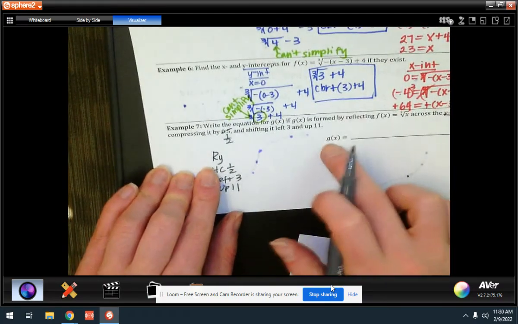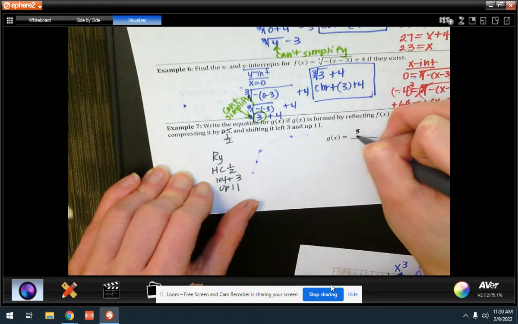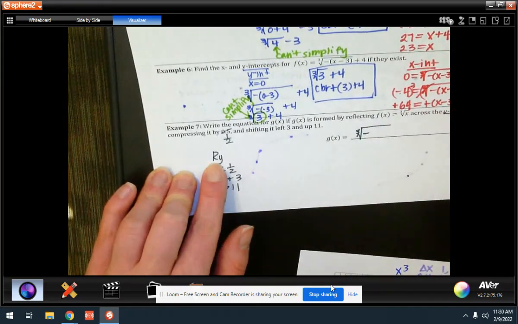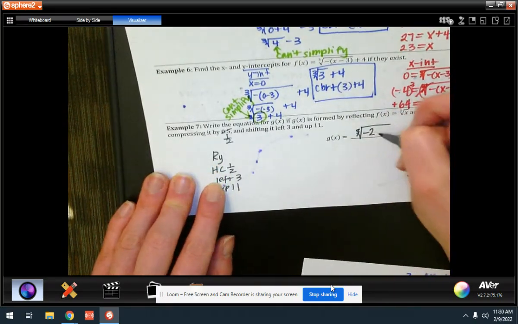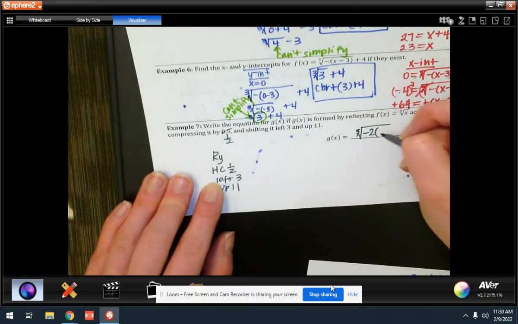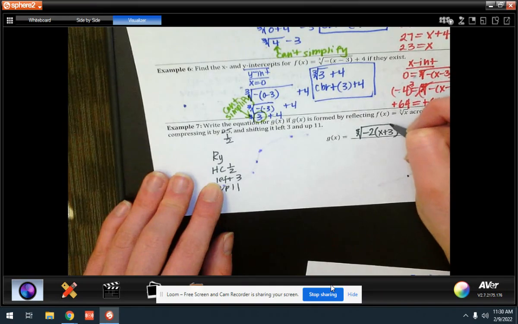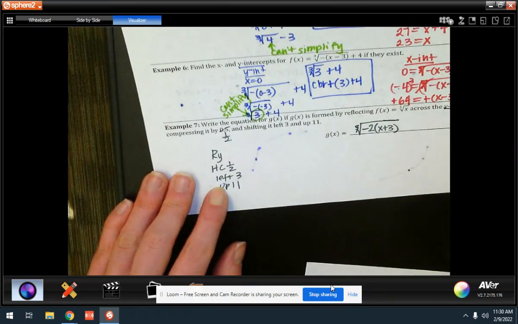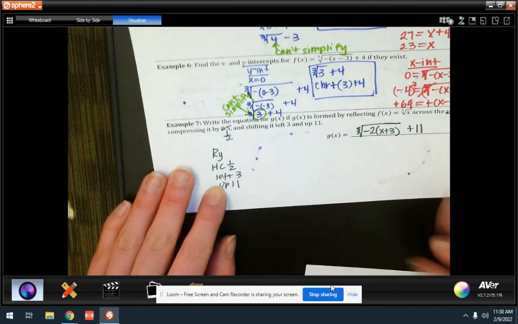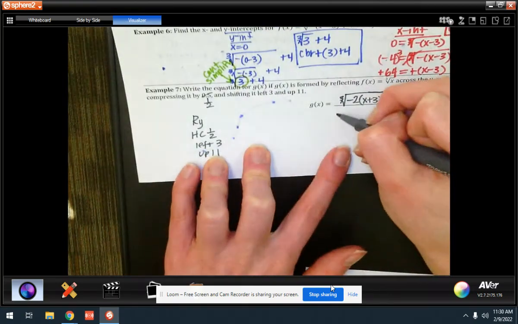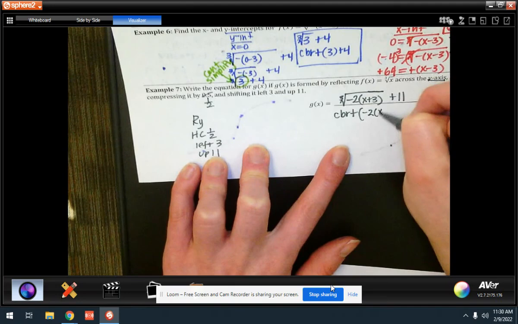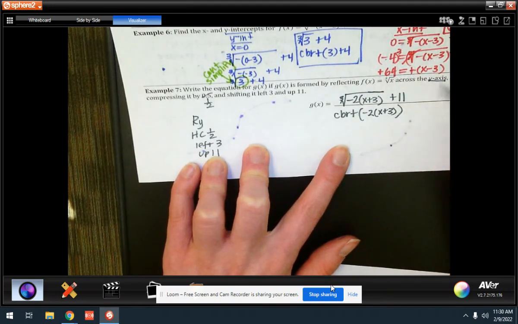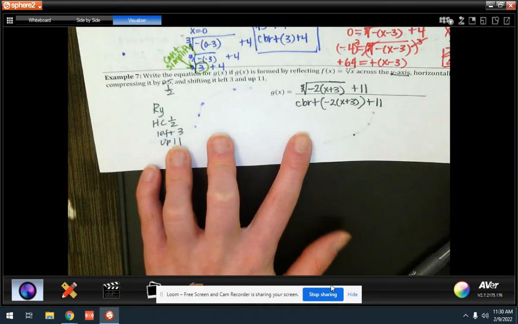Okay, so they put the g of x equals for us, and so we just need the cube root. RY means the negative is inside. HC 1/2 means there's a 2. Good form always. Plus 3 for the left 3. Make sure my radical covers that. And then plus 11 outside of all of that for the up 11. So on Canvas, CBRT parenthesis negative 2 parenthesis x plus 3 close parenthesis plus 11 with no spaces. And that's it.